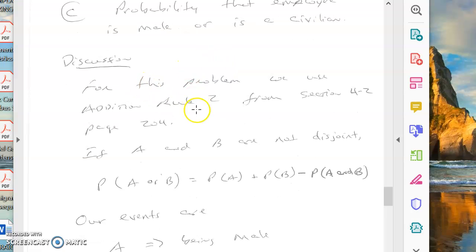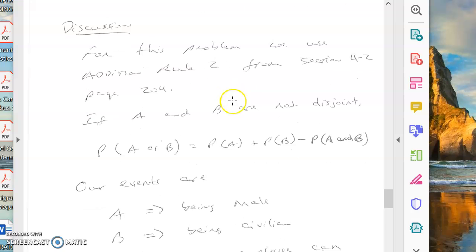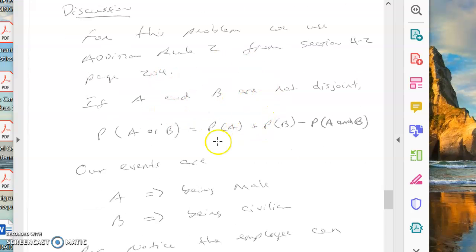So here's my discussion. For this problem, we use the addition rule number 2 from section 4.2, and that's on page 204. There's no law that says we can only use stuff from this section. This is a problem in section 4.3, but we certainly can use stuff from anywhere in the preceding sections as well. So here's the essence of that rule.